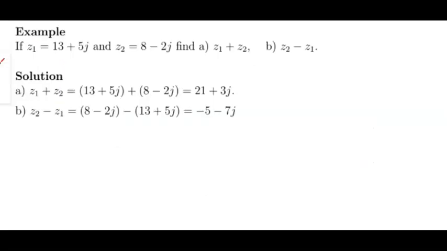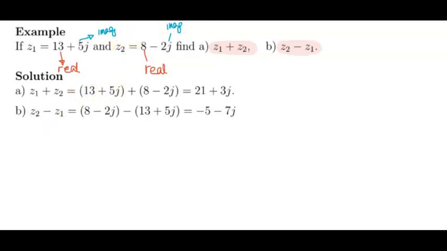So next we will do some example questions on how to add and subtract complex numbers. Okay, let's imagine we got a number Z1 which is 13 plus 5i or j, doesn't matter. Then we got Z2, another complex number, which is 8 minus 2j. Our question is to find Z1 plus Z2 and Z2 minus Z1. So first we need to identify the real part and the imaginary part. This part is the real part, and this part is also the real part. And this is the imaginary part, and this is also the imaginary part.